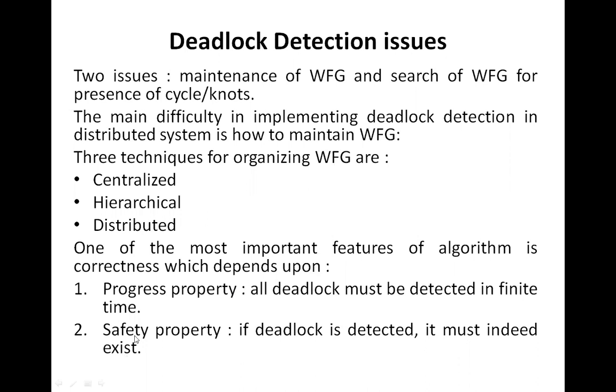The second one is the safety property. Safety property means no false deadlock to be detected. The algorithm should not report any kind of deadlock which is not existing. The deadlock which is not existing is known as phantom deadlock.